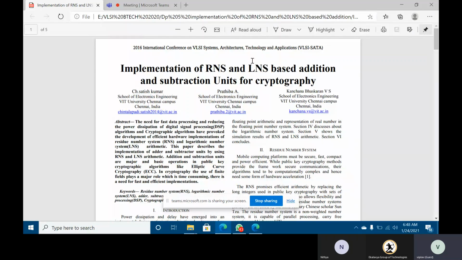Here we are implementing RNS and LNS based addition and subtraction units for cryptography. So what do you mean by RNS and what do you mean by LNS? RNS stands for residue number system, and LNS stands for logarithmic number system. Based on that, we are doing addition and subtractions, which can be used for cryptography. So cryptography is the application we can make with that.